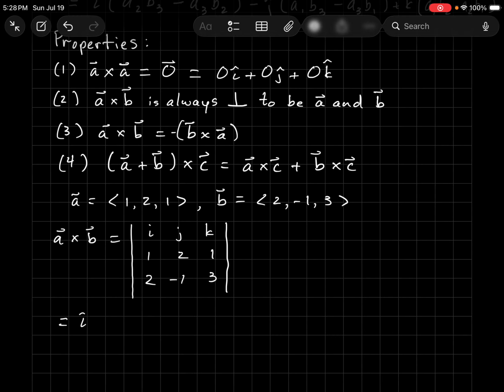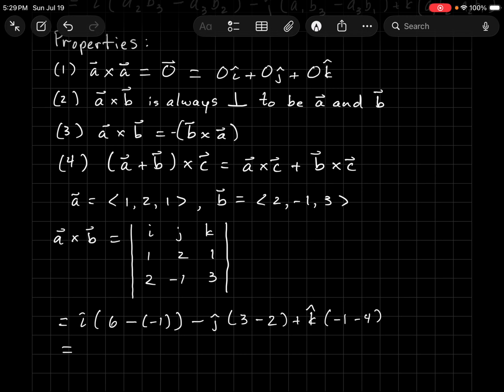And then we do i times 2 times 3 minus 1 times negative 1. So in case you weren't seeing, 2 times 3 minus 1 times negative 1. Then minus j. And then we do 1 times 3 minus 2 times 1. So 1 times 3 minus 2 times 1. And then plus k. And we'll do 1 times negative 1 minus 2 times 2. So negative 1 minus 4.